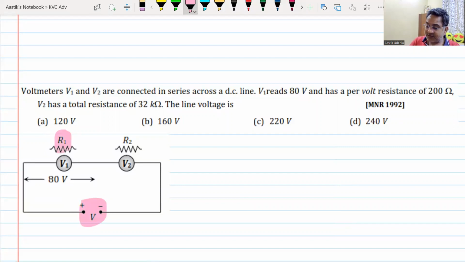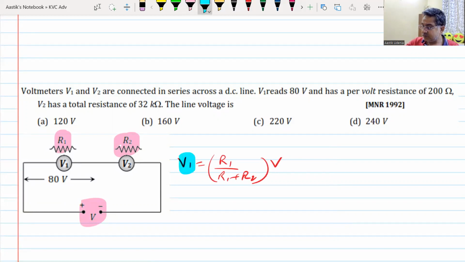Let us call the resistance of this one R1 and the resistance of this one R2. How does voltage divide in direct ratios? So I can say V1 will be equal to R1 upon R1 plus R2 multiplied by V. Yes or no? Everything is given. V1 is given as 80 volt.